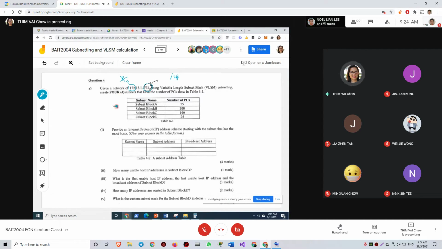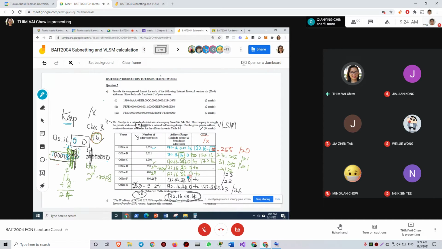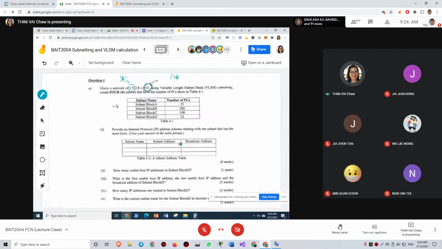So how do you do subnetting for all these blocks in one subnet? You're going to calculate, so you need to consider. Sometimes the question is not only in table form, like the example just now where everything is a table and very easy, and you can score 14 marks. But from this question, he just wants you to write down the subnet name, subnet address and broadcast address, for 8 marks.